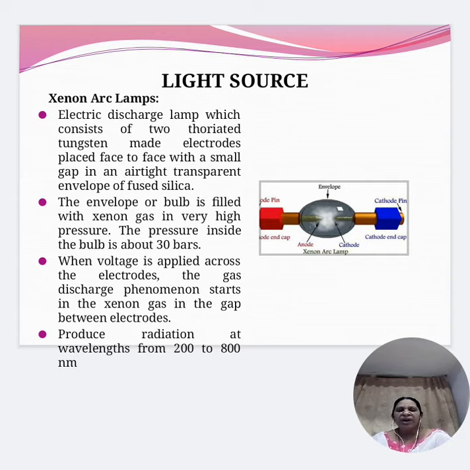The wavelength of radiation emitted through photons is within the visible region. The color of the xenon arc light is like daylight. It produces radiation at wavelengths from 200 to 800 nanometers. In this way the discharge takes place between the two electrodes in a xenon arc lamp. So the xenon arc lamp is used as a light source in a spectrofluorometer.